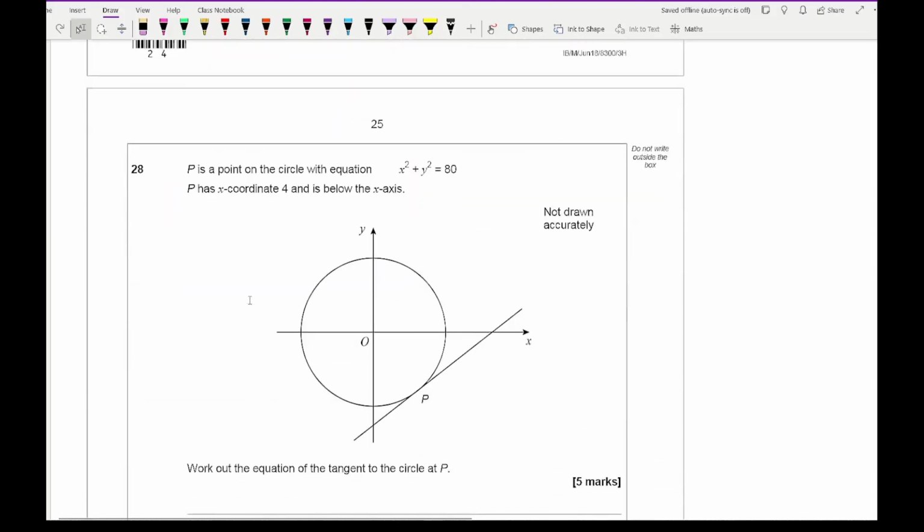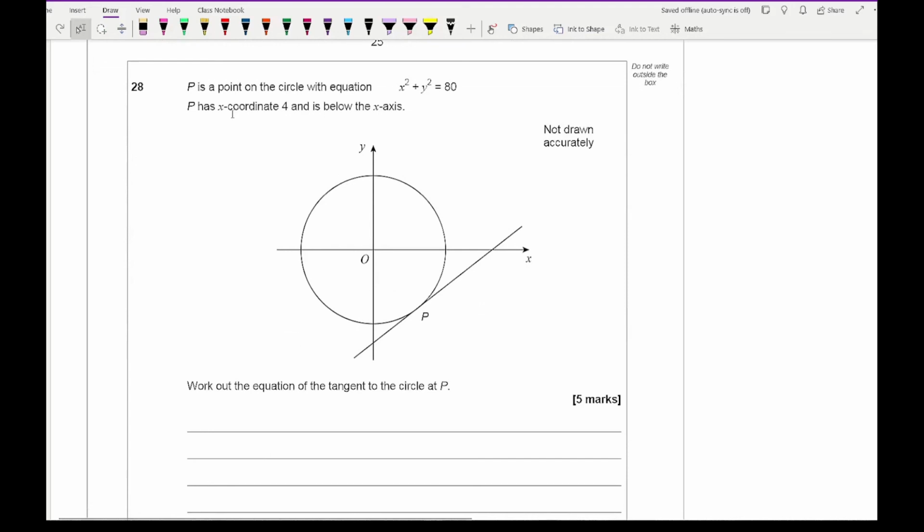Now moving on to question 28. It says P is a point on the circle with the equation x squared plus y squared equals 80. P has an x ordinate of 4 and is below the x-axis. Work out the equation of the tangent to the circle at P.